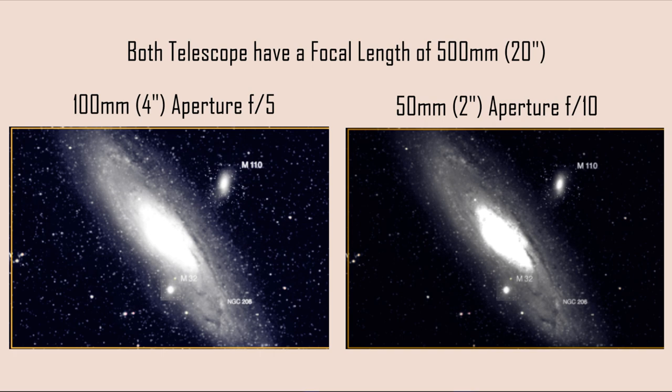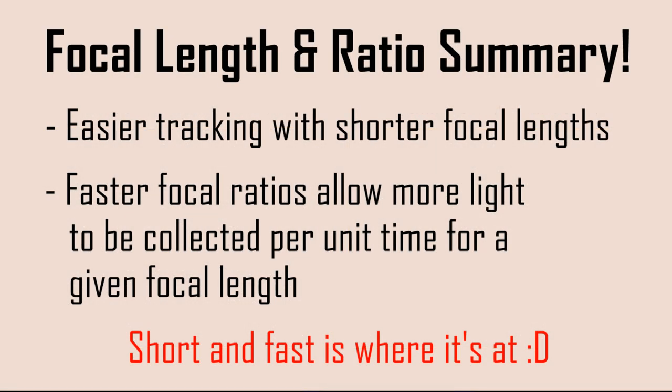So let's summarise both focal length and focal ratio. A short focal length telescope lets you accurately track the sky more easily, and if it also has a fast focal ratio by having more aperture, it helps you to collect more light in less amount of time, so you don't need to track the sky for as long to get a good image. So I hope you can see that having both a short focal length and a fast focal ratio makes life easier for deep sky astrophotography.